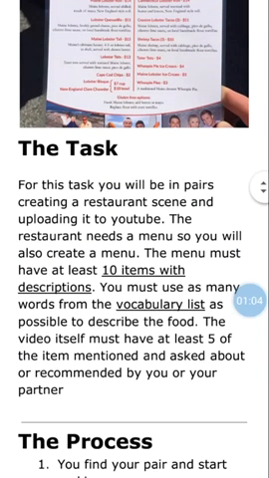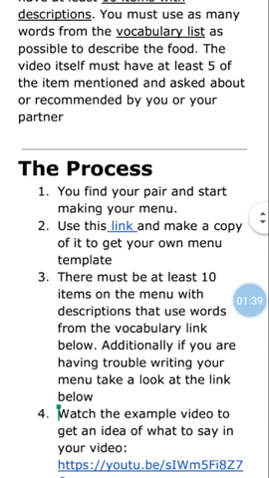So for this task, you will be working in pairs to create a restaurant scene and then uploading it onto YouTube. Each restaurant needs a menu, so you will be creating that menu as well. The menu will have at least 10 item descriptions, and you must have as many words from the vocabulary list as possible to describe your food. You want to make sure your customers know that they're getting tasty, savory food. The video itself must also mention 5 items out of your menu, and it can be either recommended by you or your partner.